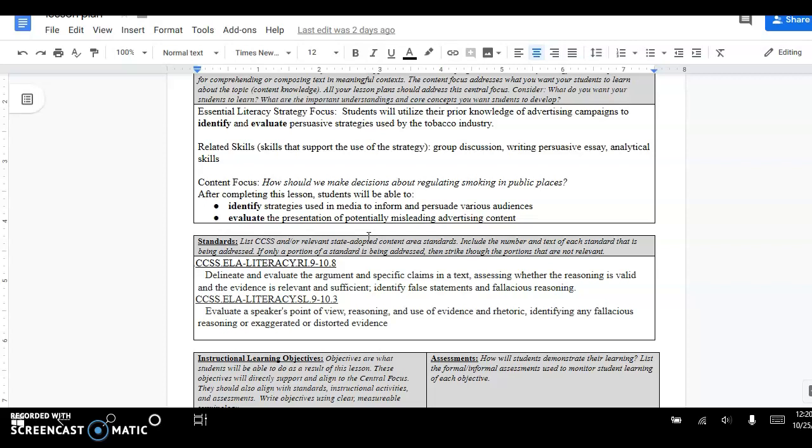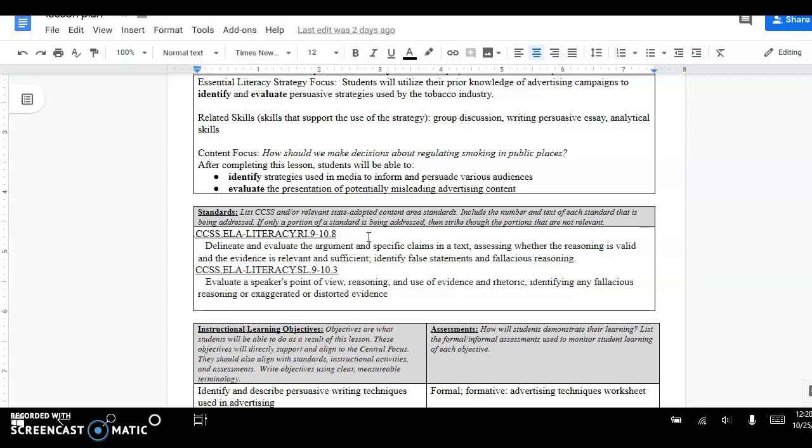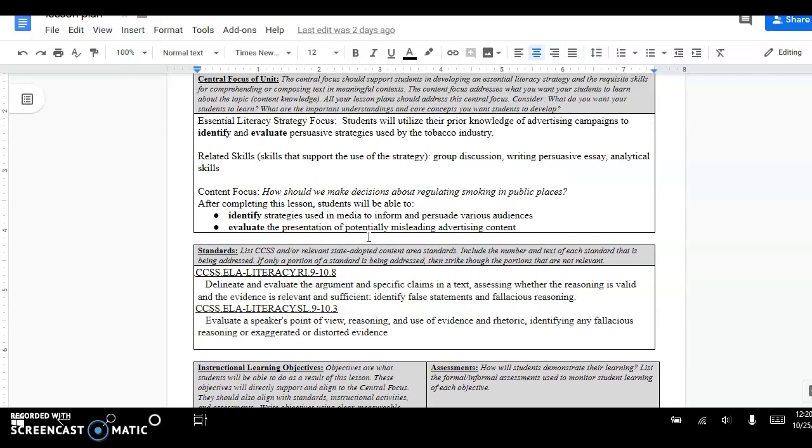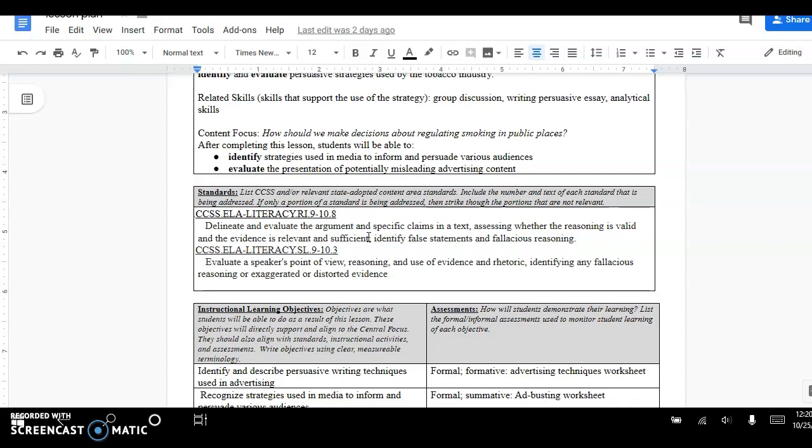advertising campaign strategies. So going through that, some things that I had trouble understanding were content focus and essential literacy strategy focus, which now I kind of get more. So we put students will utilize their prior knowledge of advertising campaigns to identify and evaluate persuasive strategies used by the tobacco industry. And then content focus, how should we make decisions about regulating smoking in public places?